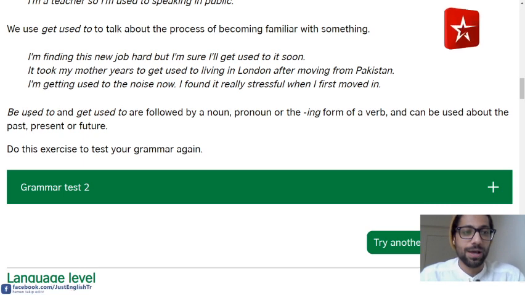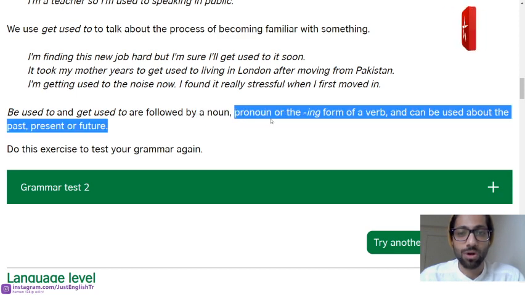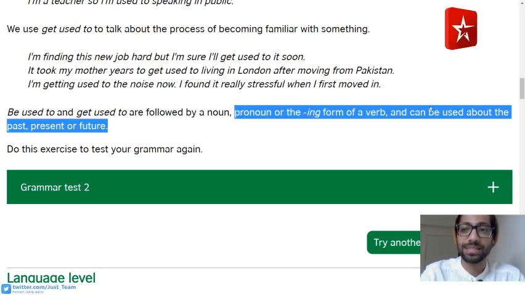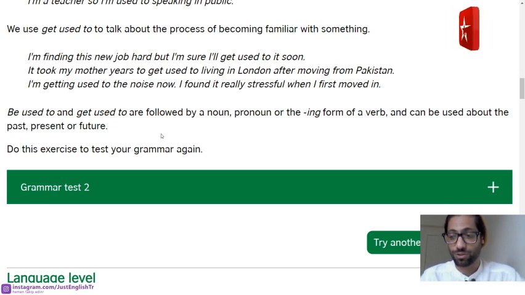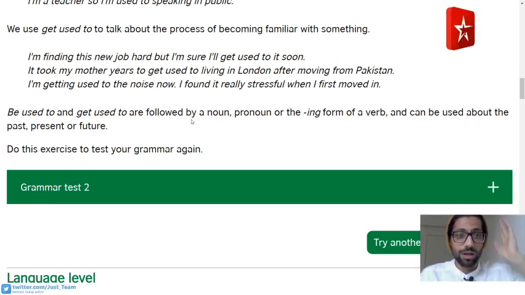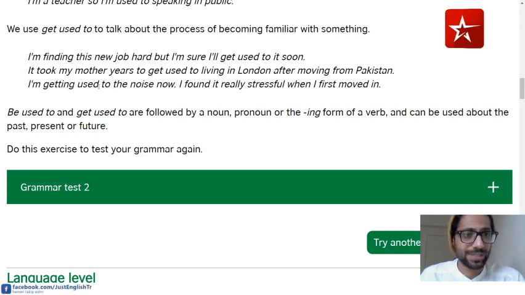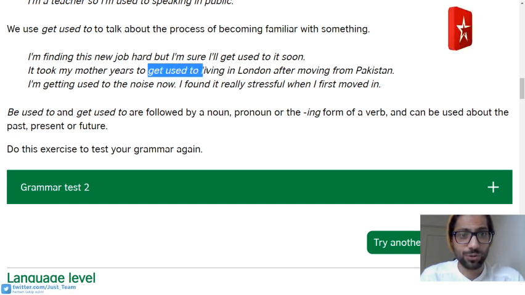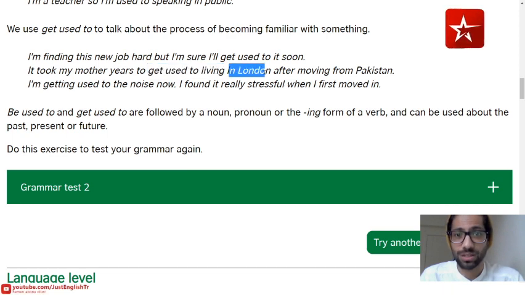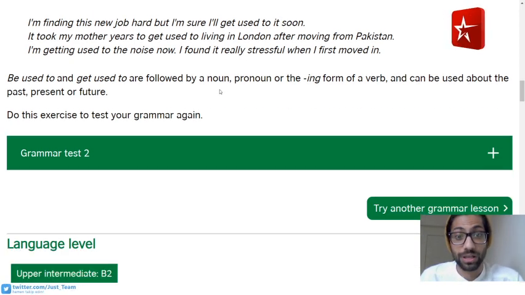Okay, so be used to and get used to are followed by a noun, a pronoun, or a verb with ing, and can be used about the past, present, and future. So for example here, after get used to and the verb ing, we've got the noun London. Here the same thing, we have the noise, and here we don't have, which means here something else comes.